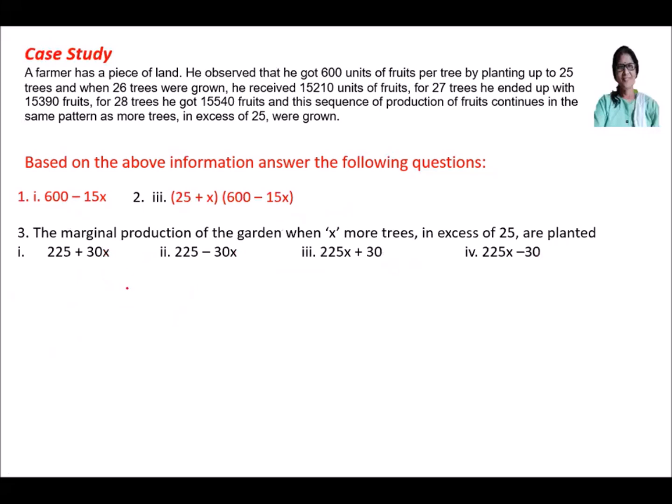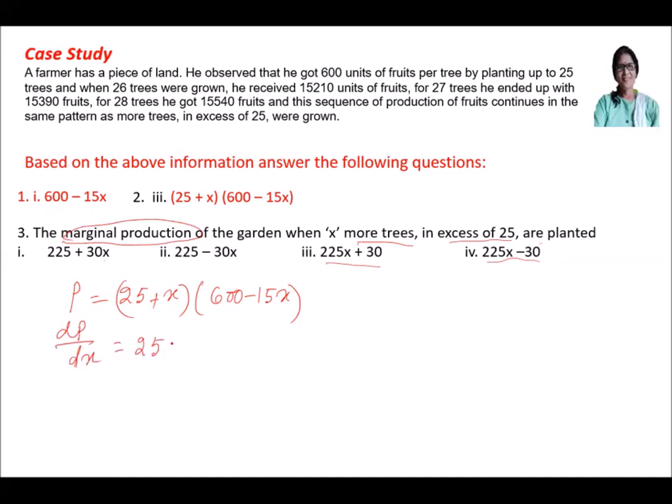Next is part 3. The marginal production of the garden when x number of more trees in excess of 25 are planted, then it will be 225 plus 30x, 225 minus 30x, 225 plus 30, 225x minus 30. So what is the production? Production is equal to 25 plus x into 600 minus 15x. So the marginal production will be the derivative of the production.